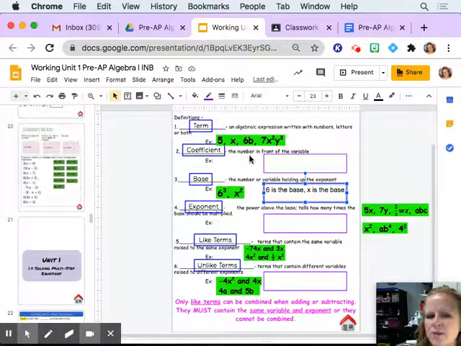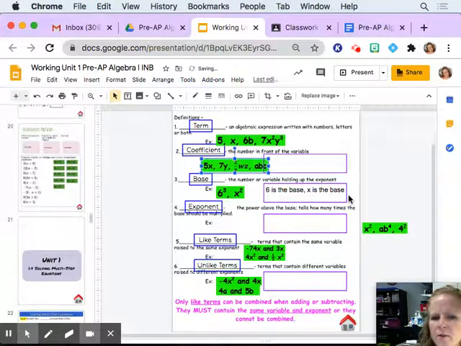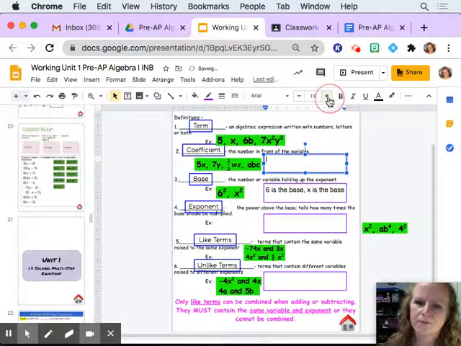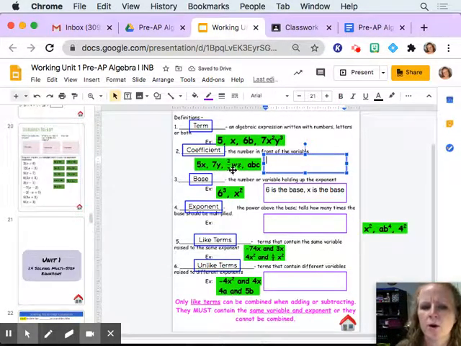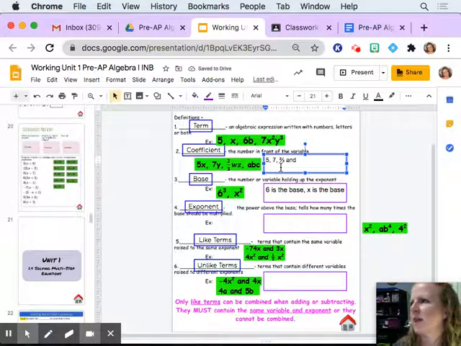Okay, let's look at coefficient, the number in front of the variable. Let's use this, the 5x, 7y, 2/3 wz, and abc as our example. And so what are the coefficients of each of these? 5, comma, 7, comma, 2/3. And what's the coefficient of abc? Nope, it's 1.